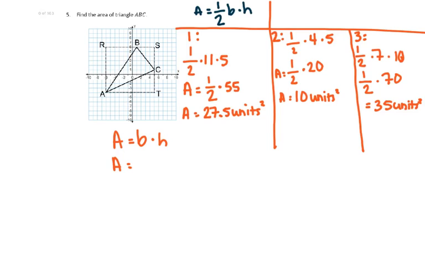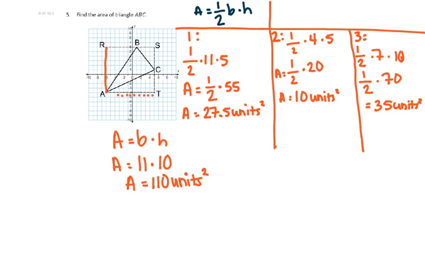So the area of my rectangle is 1, 2, 3, 4, 5, 6, 7, 8, 9, 10, 11 units along the base. So we've got 11 times, and I've got a height of 10 units because I just found the height of this rectangle right here. So 10 units. And 11 times 10 is 110. So the area of my rectangle is 110 units squared.